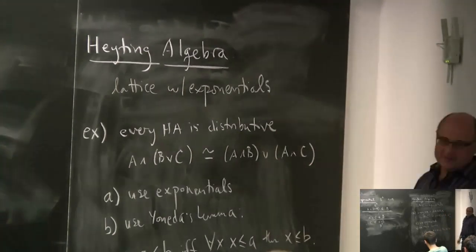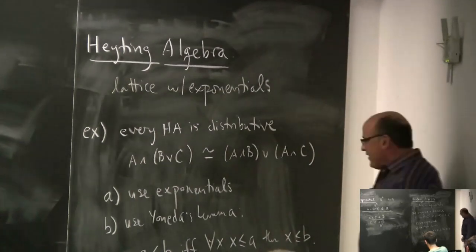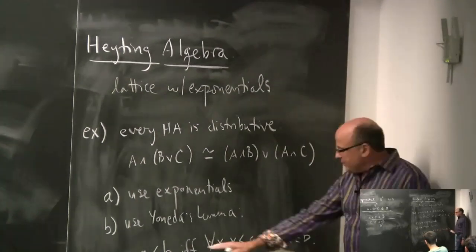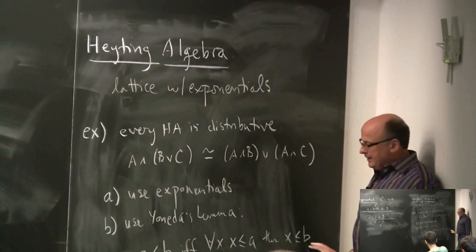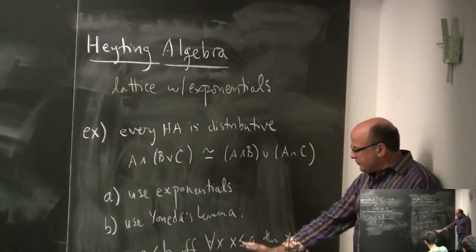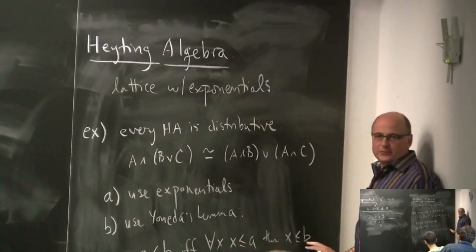You can't imagine how useful this is. Okay, first of all, let's check that it's true. Suppose we have the right-hand side. Then I can take x to be A and use reflexivity, and I get A is less than or equal to B.